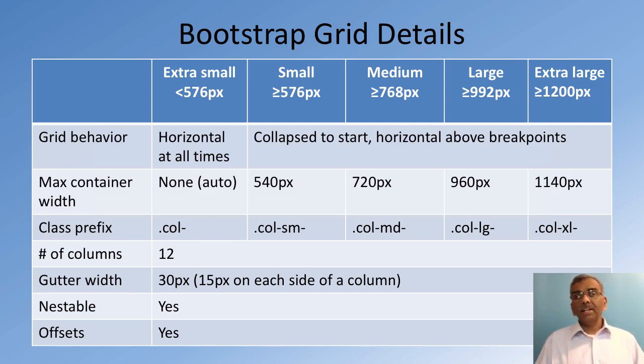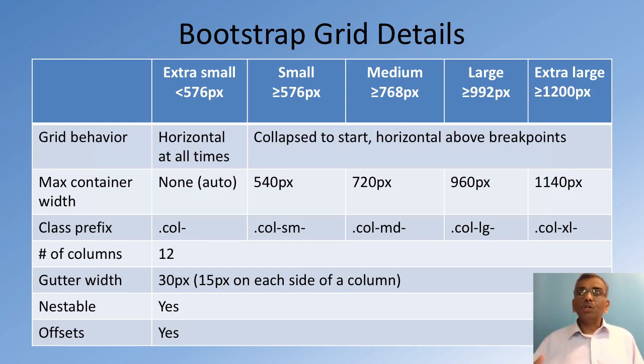So as I specified earlier, Bootstrap divides the entire screen width range into 5 classes. The extra small screens are those whose widths are below 576 pixels. Small screens are those between 576 and below 768 pixels. Medium screens are from 768 to 992, large from 992 to 1200, and anything above 1200 pixels width is treated to be an extra large screen. So this is how the default Bootstrap grid is configured.